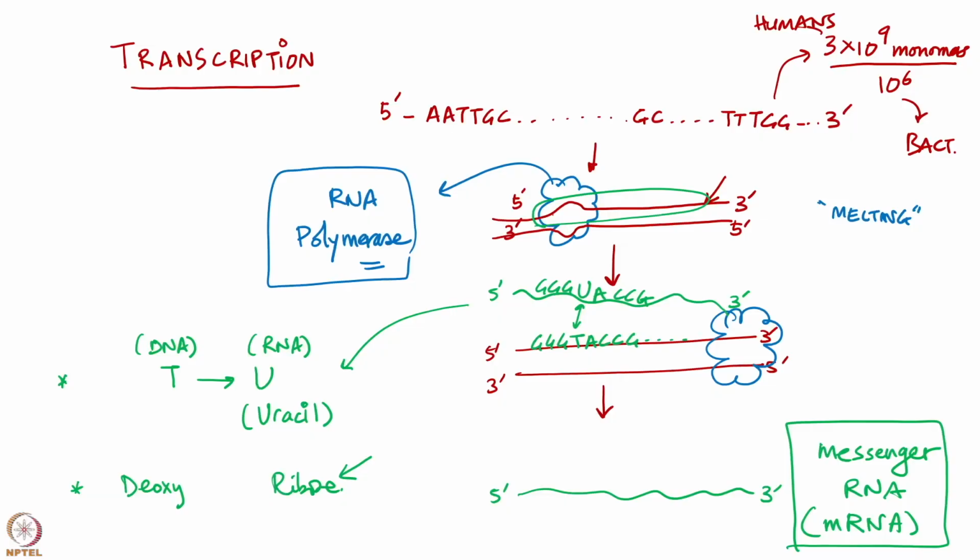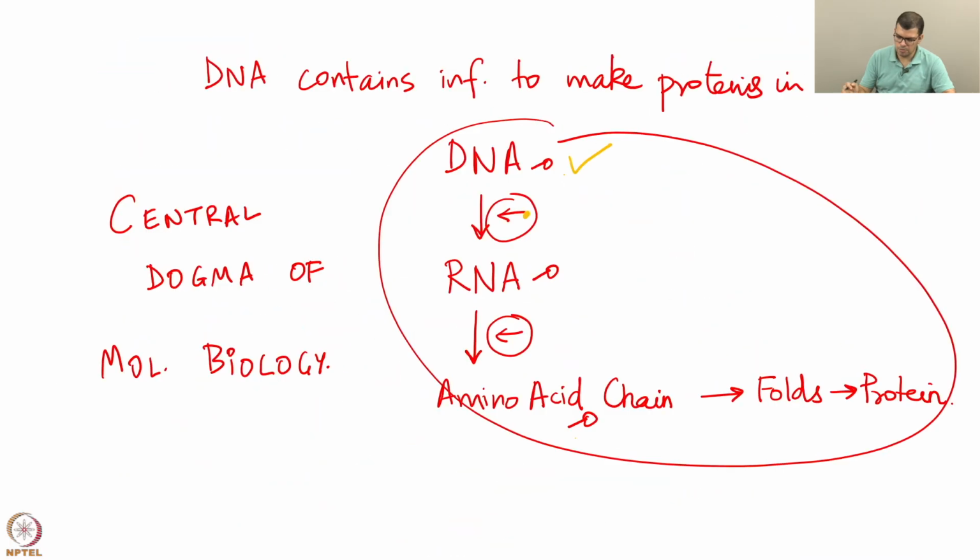So, what we have looked at so far, if we go back to this one, is we are done with DNA, we are done with transcription, and this RNA molecule that we have looked at is called messenger RNA. And this process we learnt is called transcription, which is facilitated by a machine called RNA polymerase.